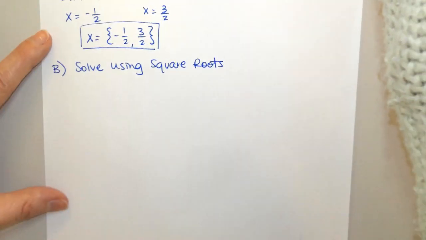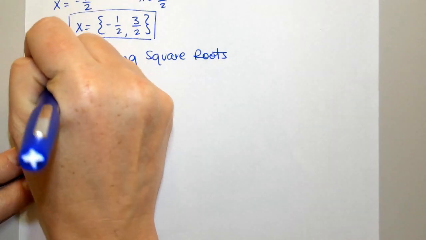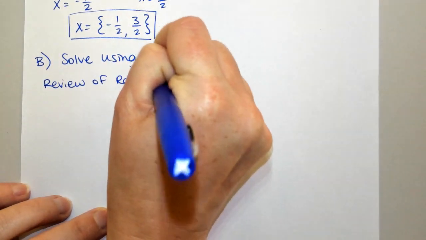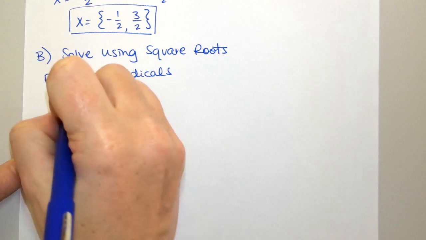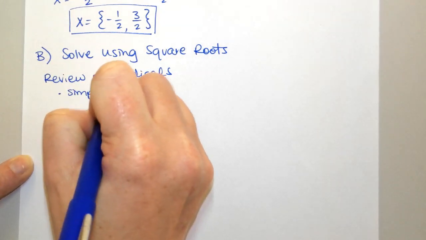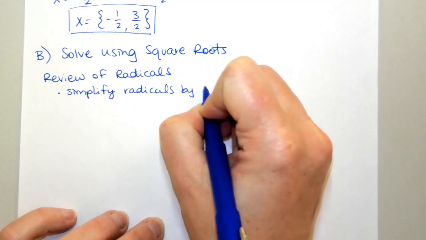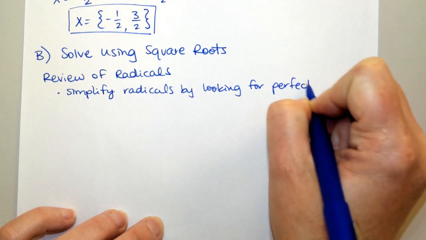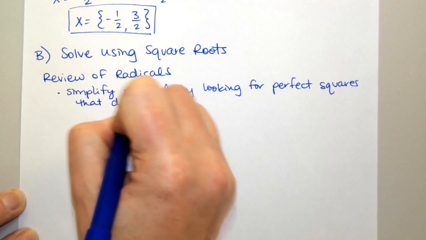And since we are going to be working with square roots, I think it might help just to talk about square roots or radicals in general, just a little quick review about them before we begin. So a review of radicals. A couple of things: you want to simplify radicals by looking for perfect squares that divide in.